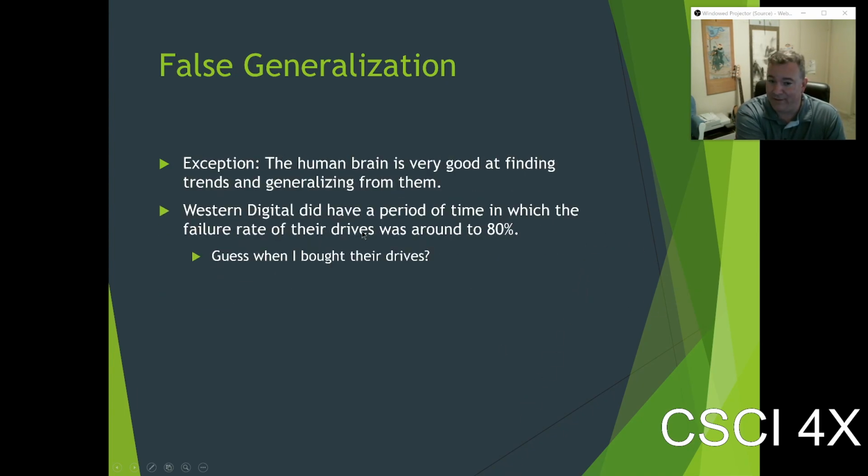And also that said, the time that I was buying those Western Digital hard drives, they had a failure rate of 80%. They actually had a manufacturing defect for about 2 or 3 months where their drives had a failure rate of 80%. Guess when I bought my drives? During that time period. And so my brain was just like, no, we're not buying any more of those. And even though I know that the problem's been fixed a long time ago, I'm still kind of mad.